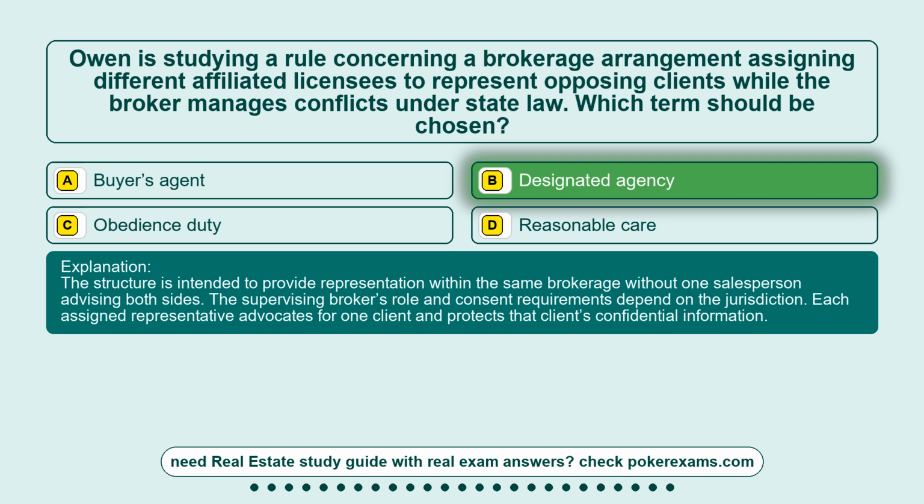The structure is intended to provide representation within the same brokerage without one salesperson advising both sides. The supervising broker's role and consent requirements depend on the jurisdiction. Each assigned representative advocates for one client and protects that client's confidential information.